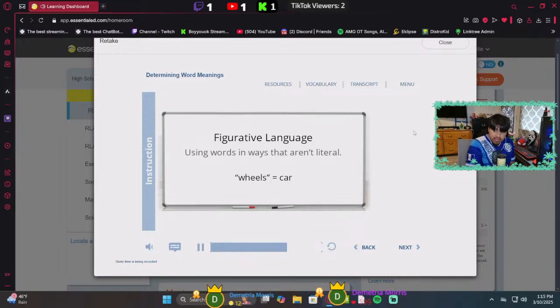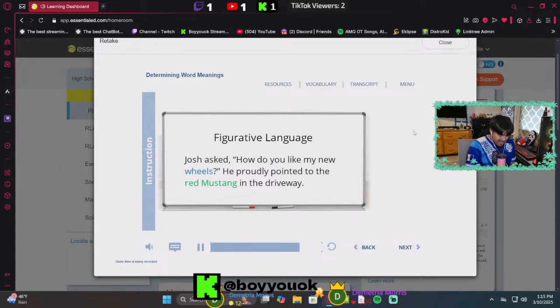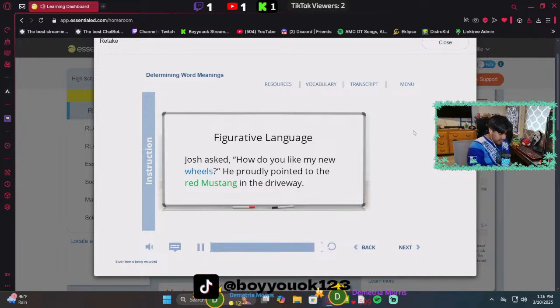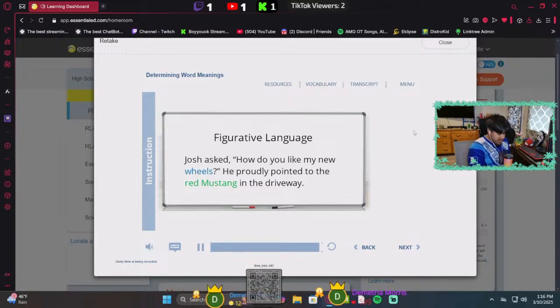You can use the word pump and dump to mean car. You can often understand figurative language from context. For example, you might read, Josh asked, how do you like my new wheels? He proudly pointed to the red Mustang in the driveway. You can tell by the fact that Josh is pointing to a red Mustang that he means car when he says wheels. If you give it a little bit of thought, you'll be able to figure out a lot of connotative and figurative meanings from the context.